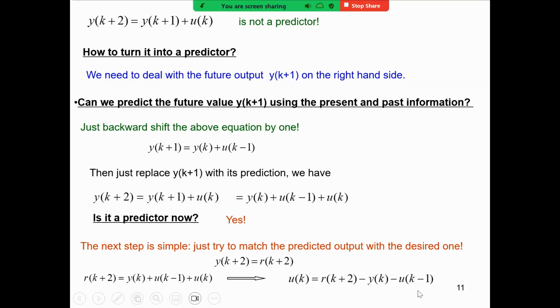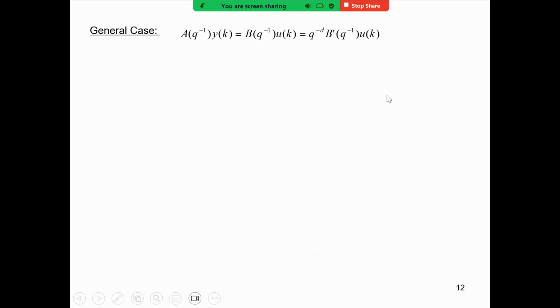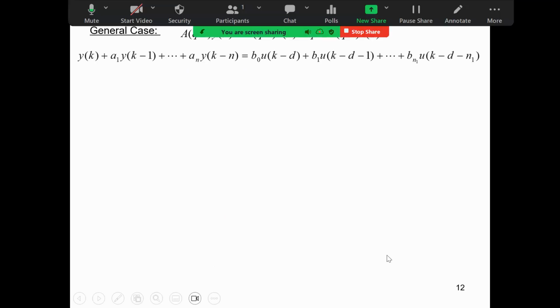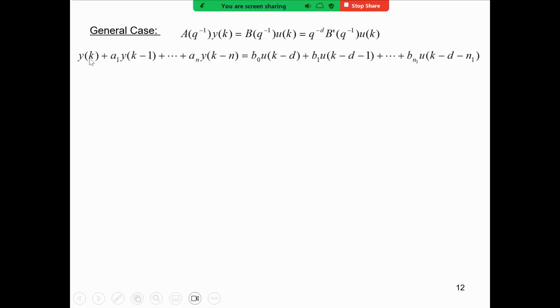Now, with this one, we're ready to handle the general case. The general case is that the time delay is D. Then when we put down this difference equation, it will be of this form. On this side we have this yk minus one. And here on this side we have this uk minus d, uk minus d minus one.